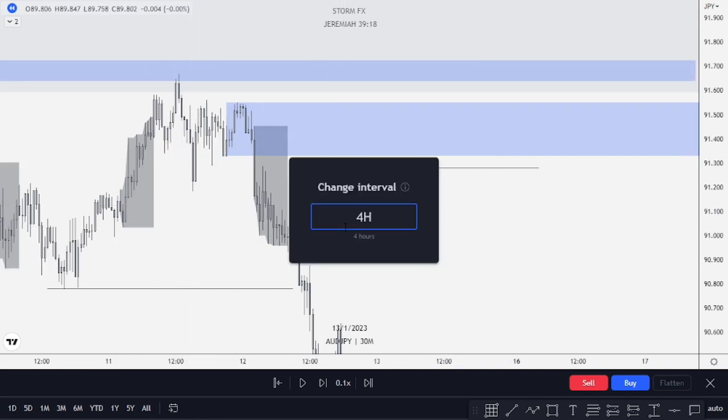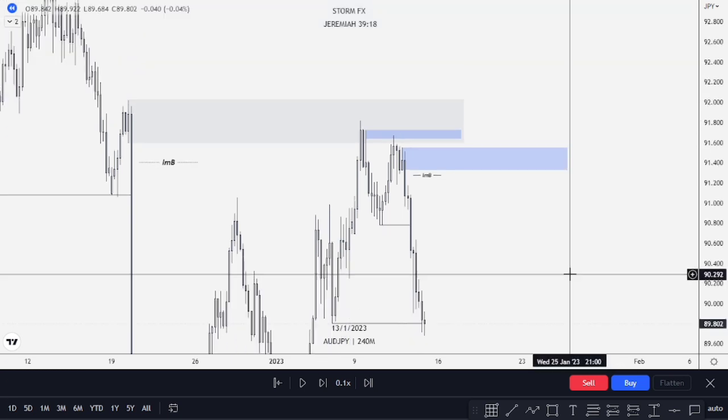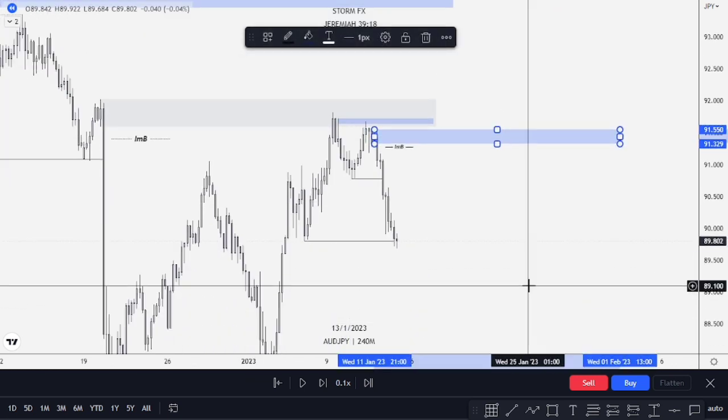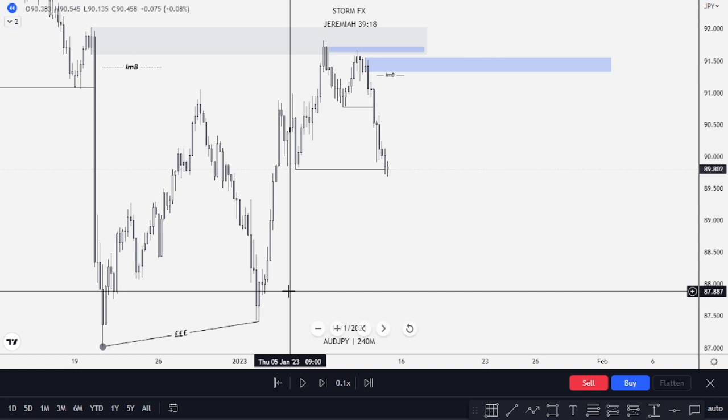So I'll enter with confirmations pia, kwa hiyo, because it's a risky place since bado haija take out these lows for me. It hasn't taken out those lows.